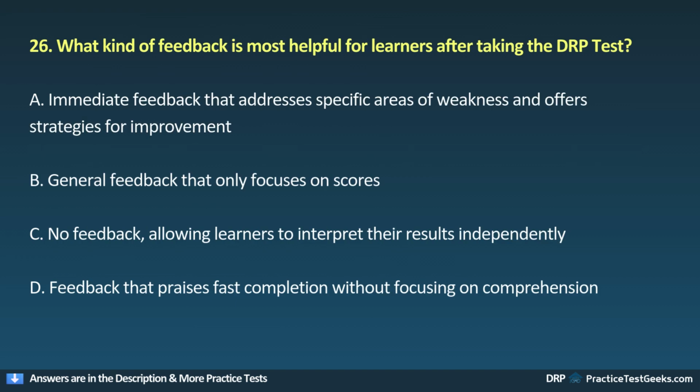26. What kind of feedback is most helpful for learners after taking the DRP test? A. Immediate feedback that addresses specific areas of weakness and offers strategies for improvement. B. General feedback that only focuses on scores. C. No feedback, allowing learners to interpret their results independently. D. Feedback that praises fast completion without focusing on comprehension.